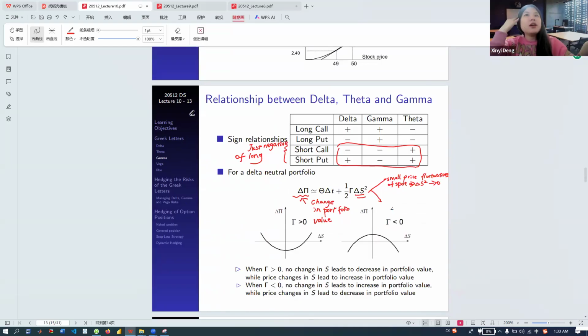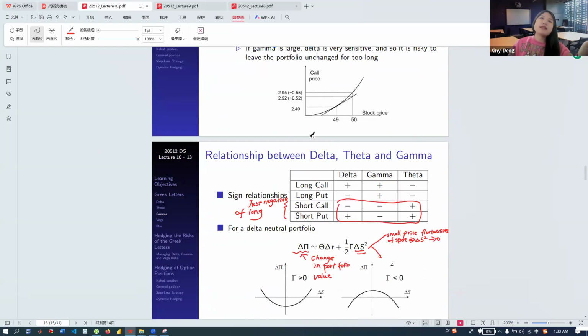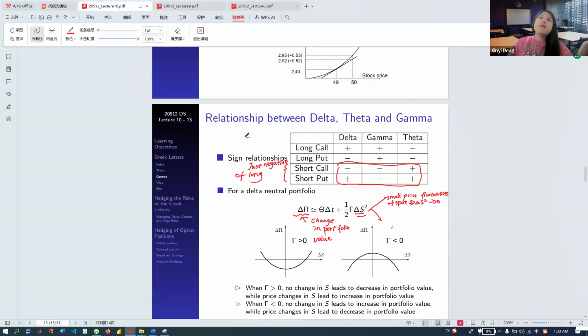So here, this table is a summarization of the signs of the calls and puts. Note that when you are taking short positions, no matter calls or puts, the signs are just the opposite of the first two rows, of the corresponding long options. And for the long positions, if you long a call, the delta is always positive.